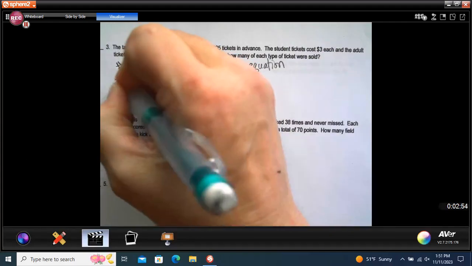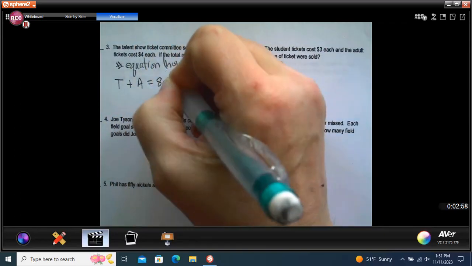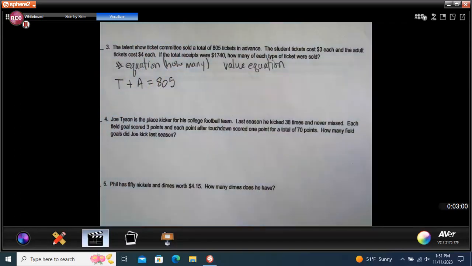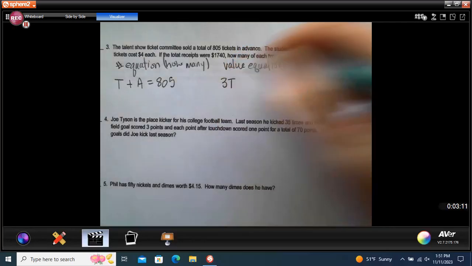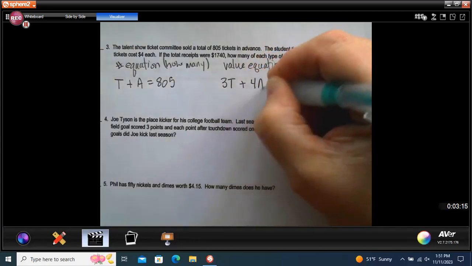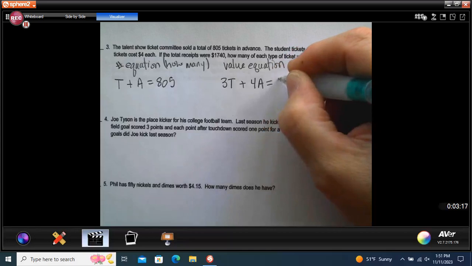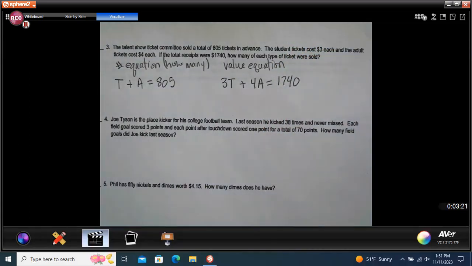So the student tickets plus the adult tickets is 805. That's how many tickets they sold. That's the number equation. The number of tickets, the number of whatever. The value equation, student tickets cost $3 and adult tickets cost $4. And the amount of money was $17.40. And there you go. There's your two equations.